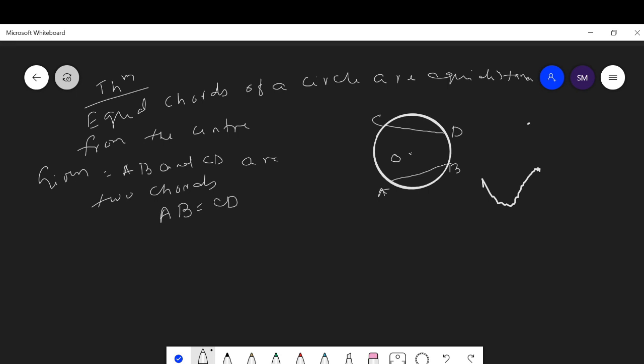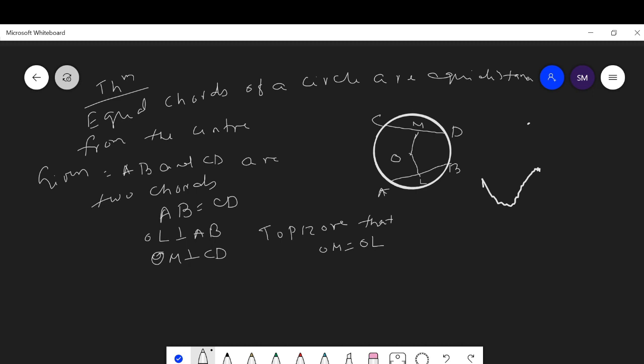Here O is the center, and OM and OL are the perpendicular distances from the center of the circle. OL is perpendicular to AB, and OM is perpendicular to CD. We have to prove that OM is equal to OL, which means they are equidistant from the center. We have to prove that OM is equal to OL.